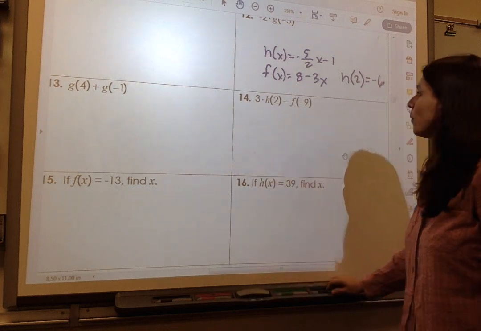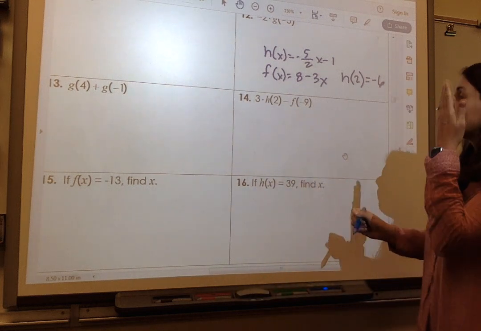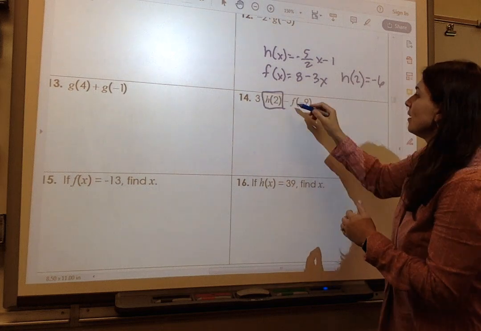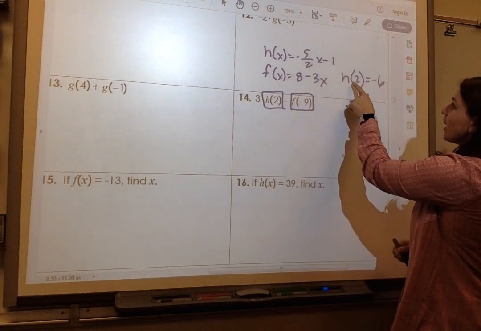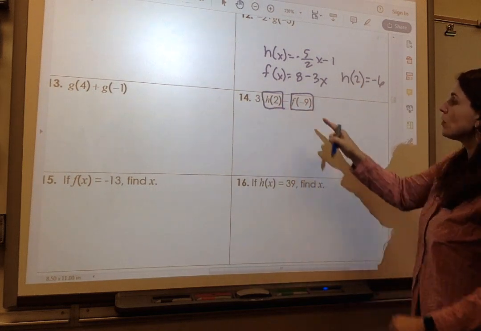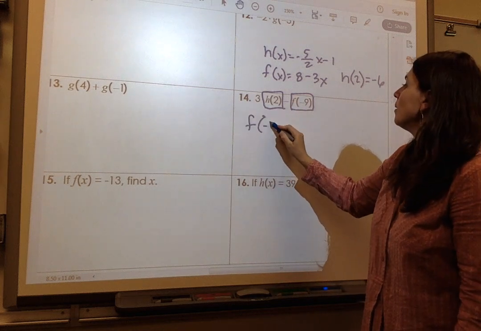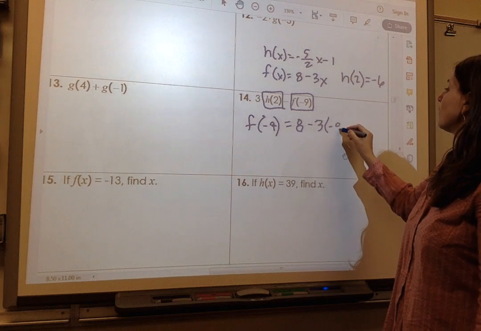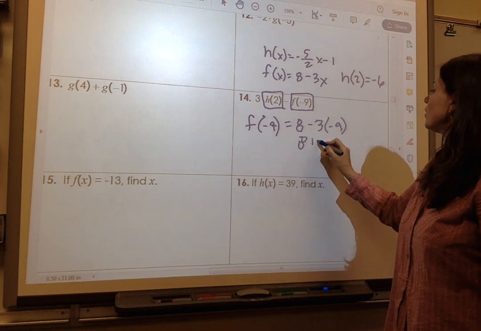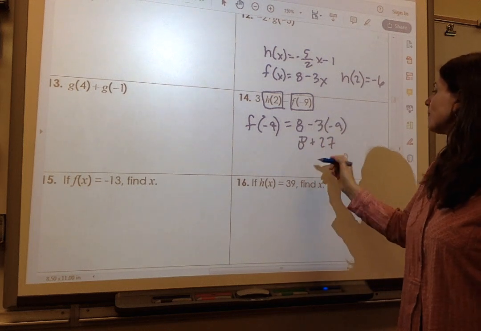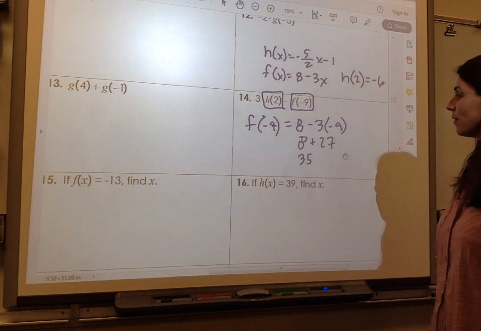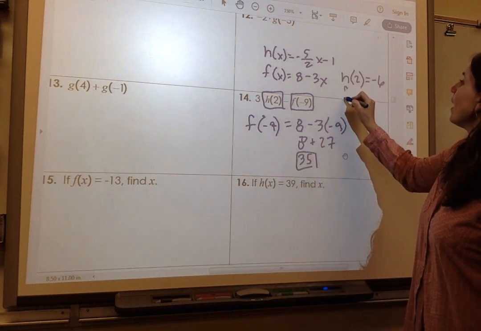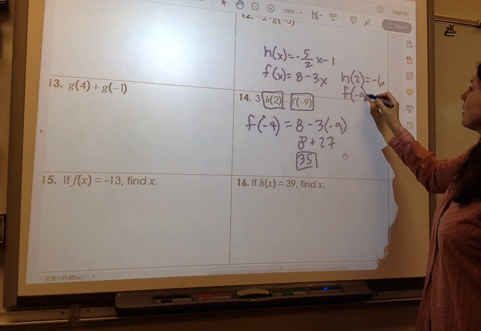Now I want to evaluate when f is negative 9. So notice, I did this, and now I'm going to do this. And I got h of 2 is negative 6. So now let's evaluate when my input is negative 9 for f. So 8 minus 3 times negative 9. So 8 plus 27. Well, 27 plus 8 is 35. Okay? So f of negative 9 is 35.